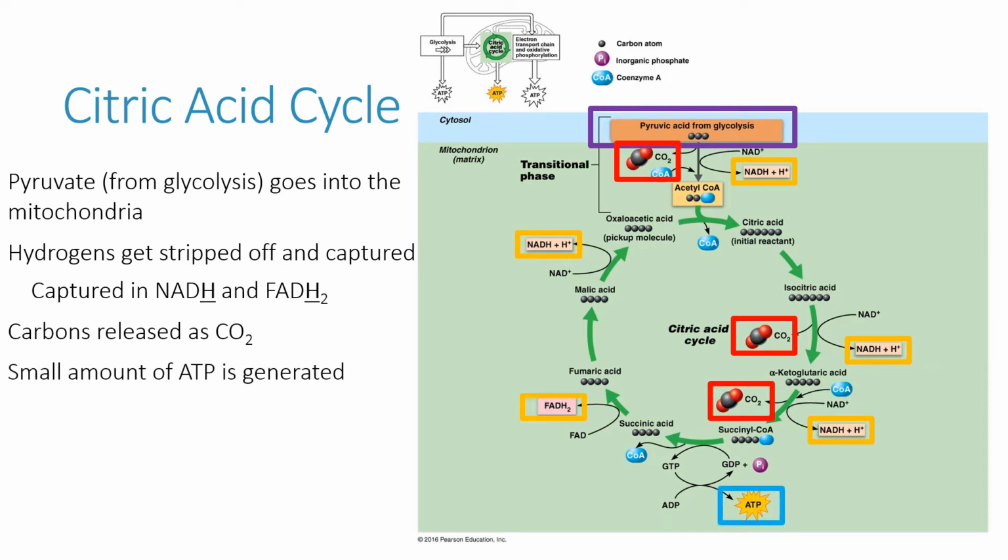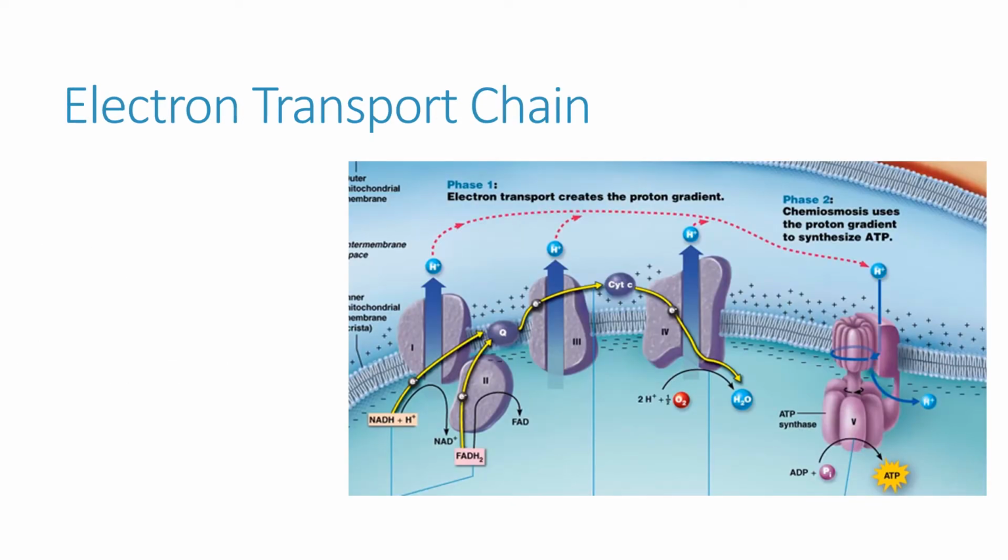In this process of stripping off these high energy kinds of hydrogen, small amounts of energy are getting liberated and captured as ATP. So far, glycolysis and the citric acid cycle have really been making these NADH and FADH2 molecules and very small amounts of ATP. The third step of cellular respiration is called the electron transport chain. Here is where those NADH and FADH2 molecules come in handy. They're carrying these hydrogens that are carrying high energy electrons.